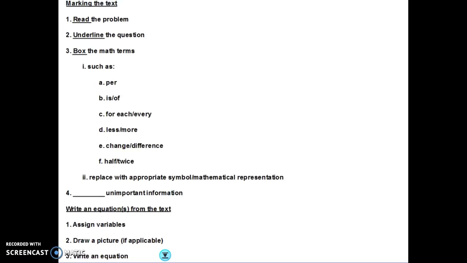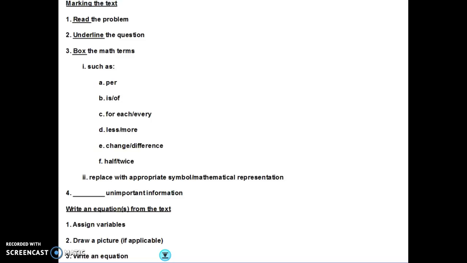Step number 3, after we have underlined the question and identified what we're trying to find, we are going to box the math terms. Math terms can take many different forms. Below I've listed a few that are some very common terms that you'll come across. Words such as per, is or of, for each or every, less or more, change and difference, or half and twice. Now, of course, there are many more words that you might come across when you're doing word problems. However, these are some common examples.